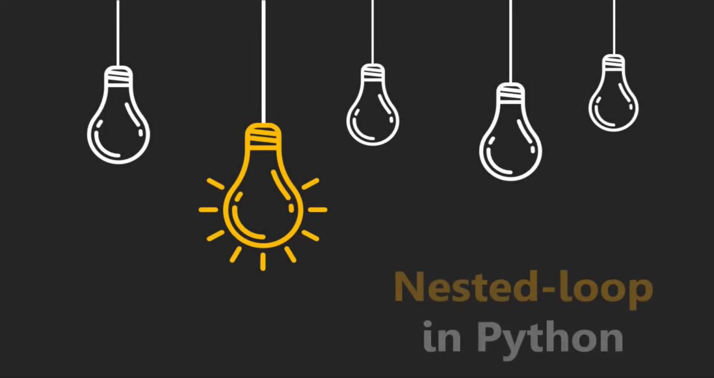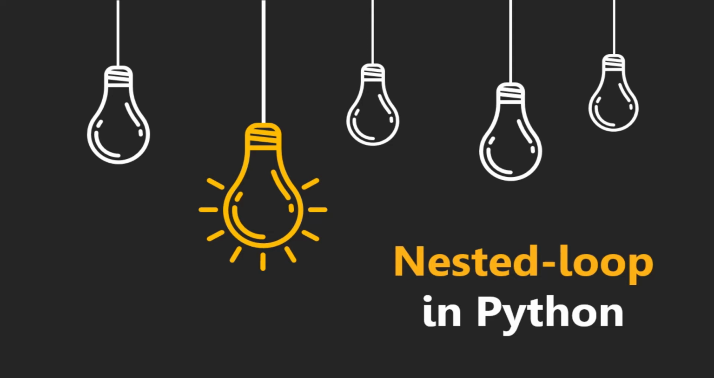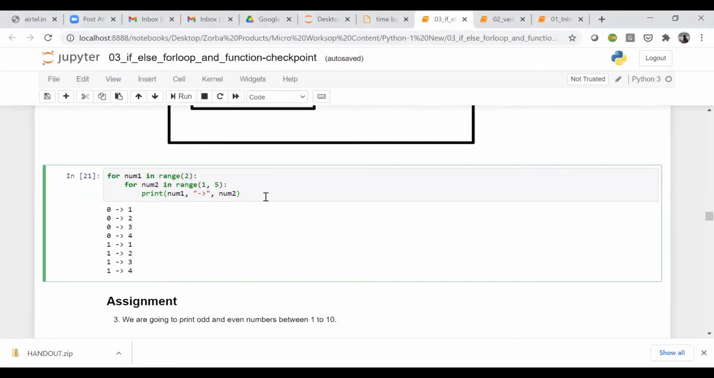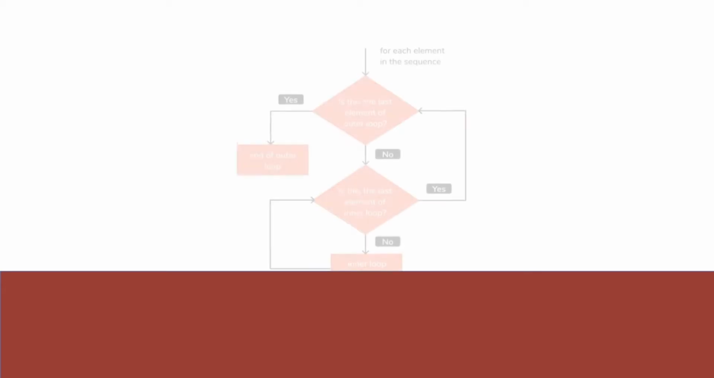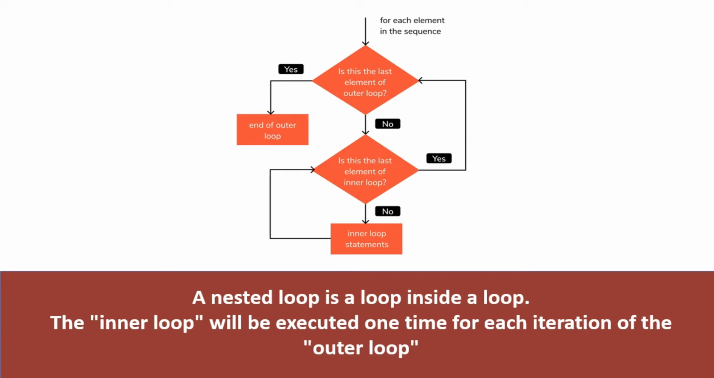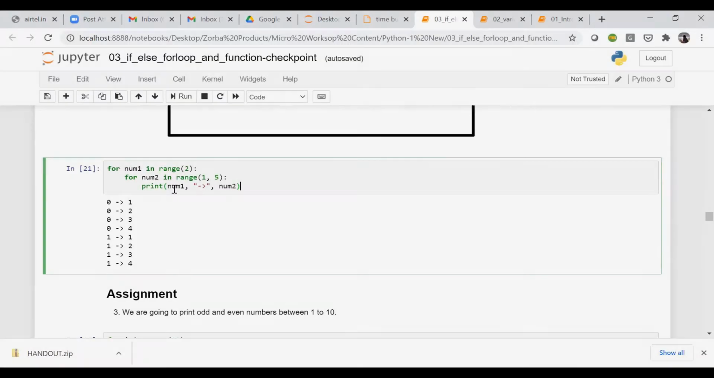Now going to the nested for loops, right? It's basically like this. I'm not going to show you this because this is going to confuse you. You can take a look at this on your own once you understand the example. But basically, for num1 in range 2, for num2 in range 1 to 5, print num1, and then this equal sign, there's this multiplication symbol, num2.